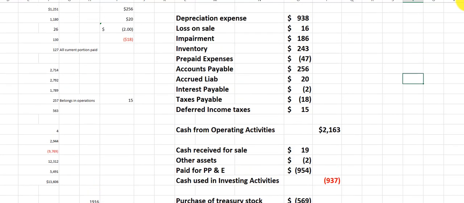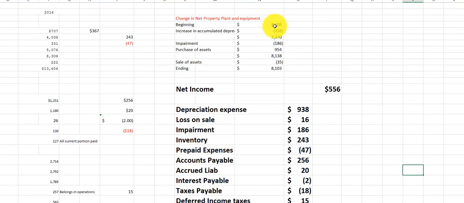Up here, you'll notice my calculations on how to get that. Here's the beginning net property, plant, and equipment. It goes down because accumulated depreciation went up by the depreciation expense. We knew that from the income statement. It went down by the impairment. And it must have gone up by a number we're going to come back and figure out. We know that it went down by 35. So the only number that would make this end up 8103 is 954.